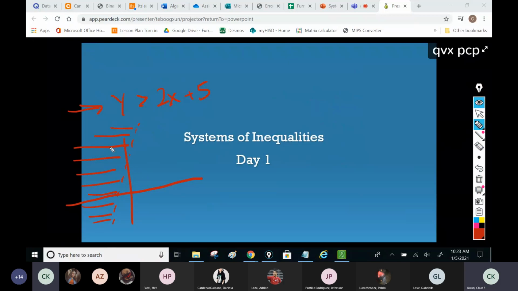I'm pretty sure you guys have done this in Algebra 1. You have to figure out, do you shade above, do you shade below, do you use a solid line or a dashed line, something like that. So it depends on your teacher. They might or might not have let you use a calculator. But this time around, let's do it without a calculator.